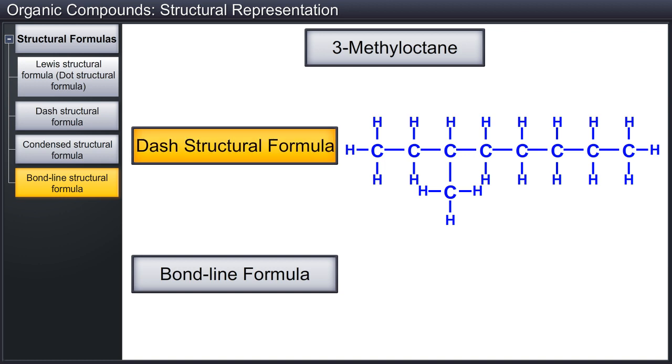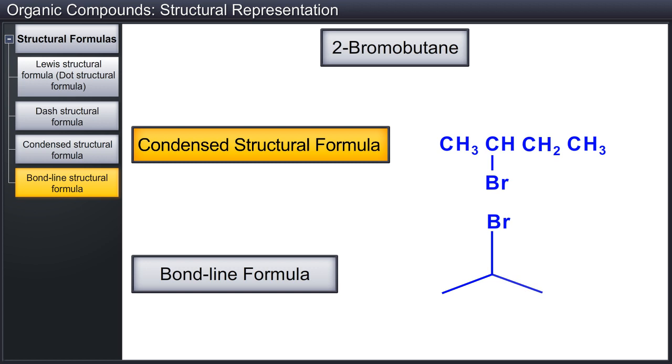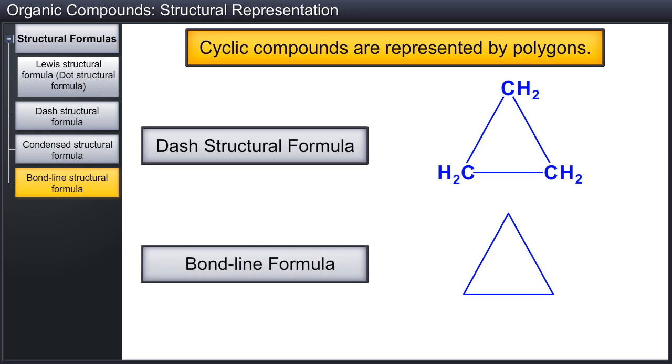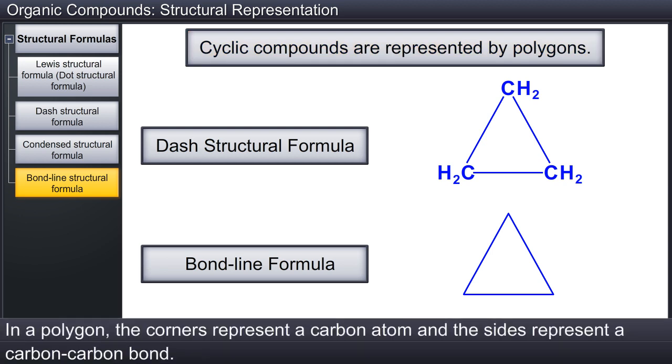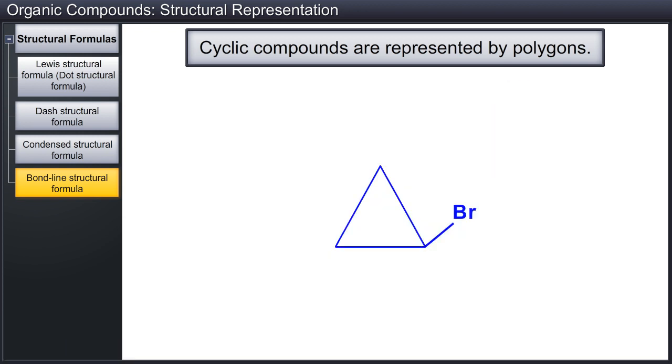Let's consider the dash structural formula of 3-methyl-octane. Now, let us represent the bond line structural formula for this as shown here. Here is the condensed structural formula and the bond line structural formula for 2-bromobutane. Cyclic compounds are represented by polygons. In a polygon, the corners represent a carbon atom and the sides represent a carbon-carbon bond. Symbols of atoms other than carbon and hydrogen are shown on the structure.